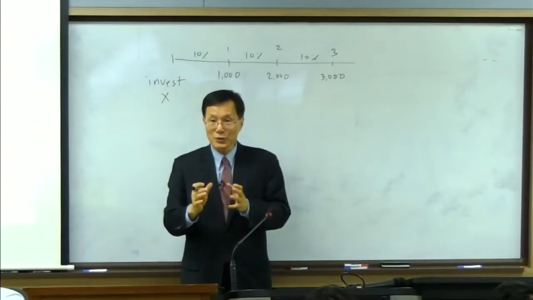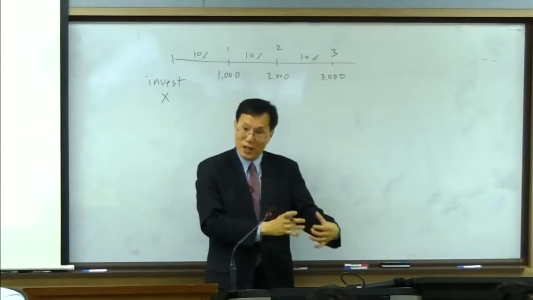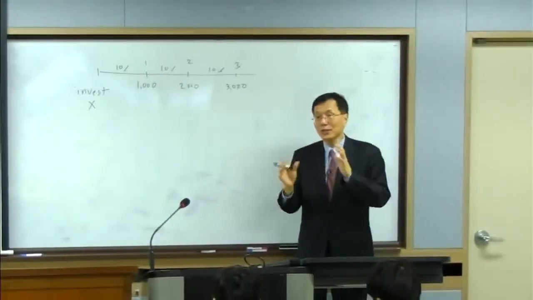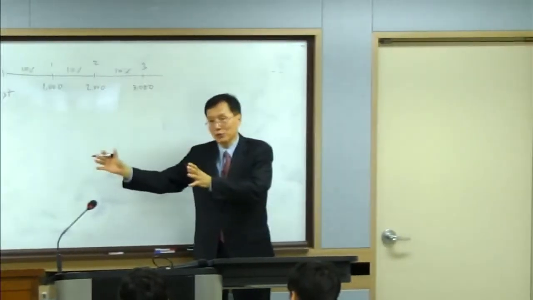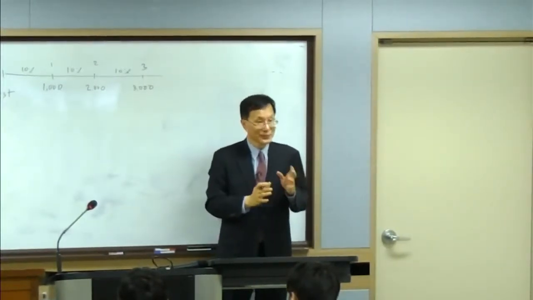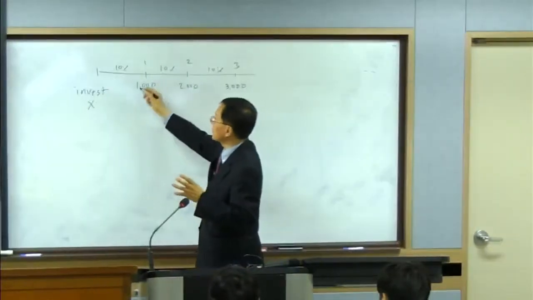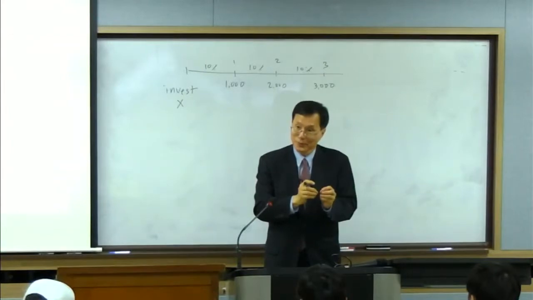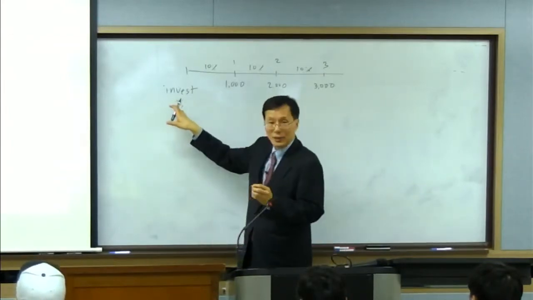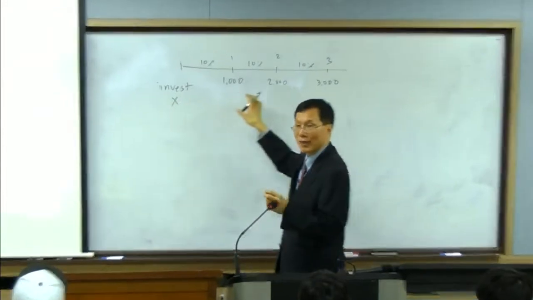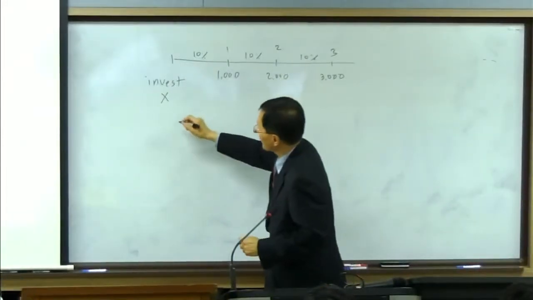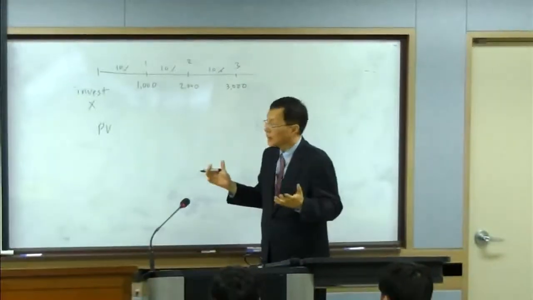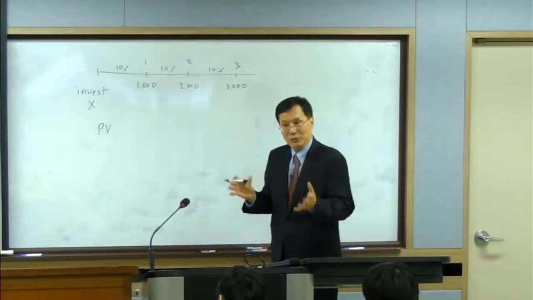The difficulty is X is today's value, and the cash flows are in the future. So you cannot compare future cash flows with today's cash flow. So you have to convert these future cash flows into present value to see whether you should give up X. So let's find present value of future cash flows. And all you need to know is the present value formula.